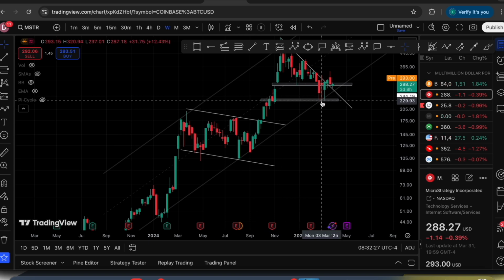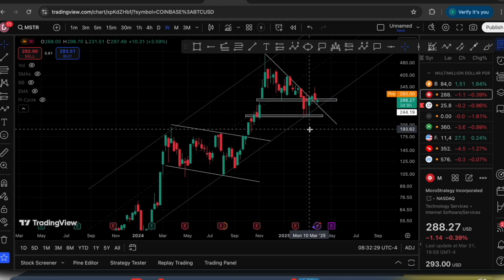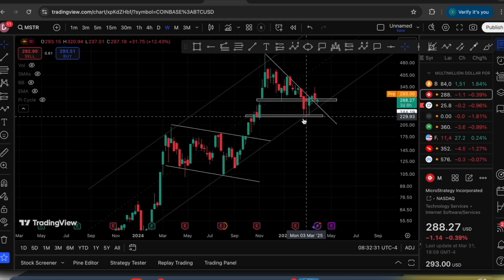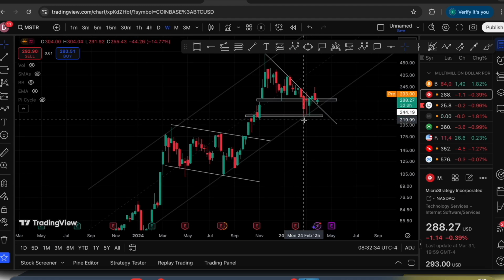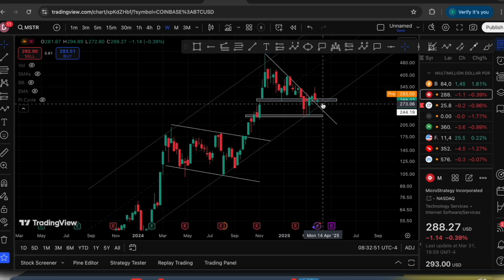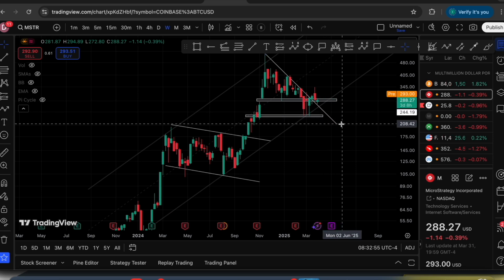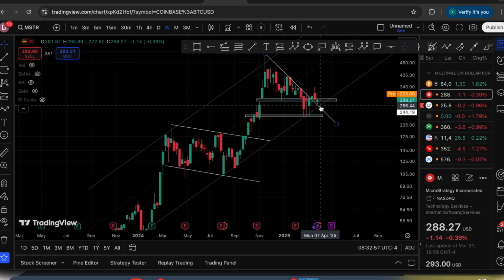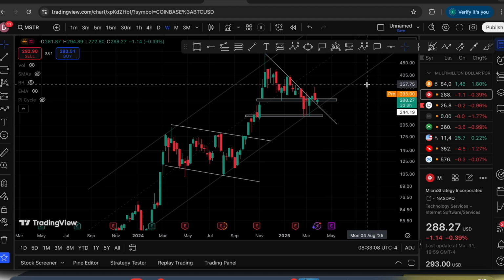We got 3 bounces off of it, which is a strong sign showing that this thing is going to continue to be respected more than likely. It doesn't have to play out like that, of course, because we could get a close underneath it and then we have to retest and move it down further. But as of now, it's looking very bullish and positive. So let's see if we get another bounce and we move up to the upside.